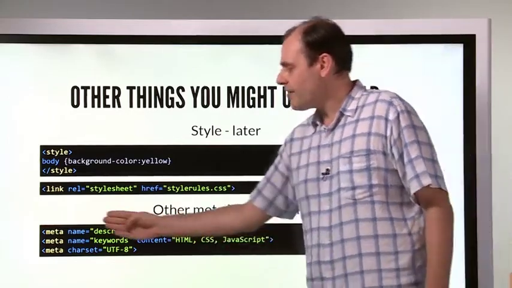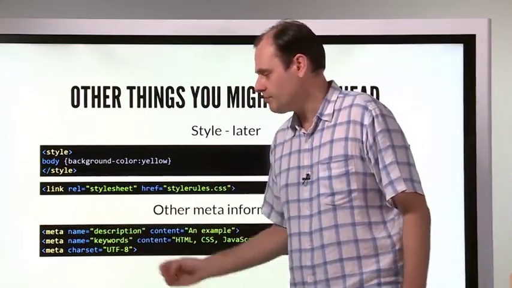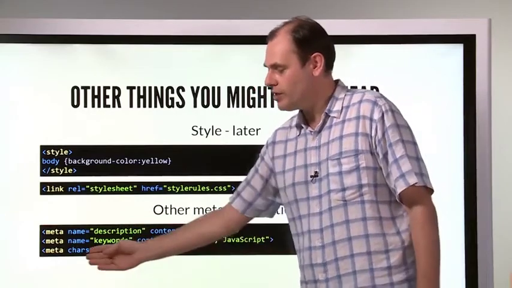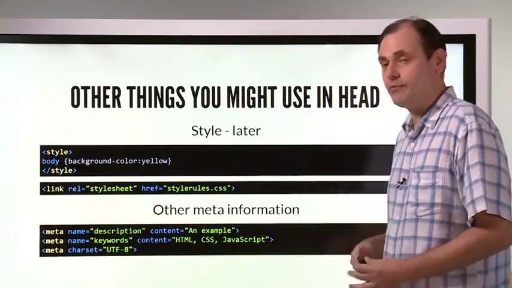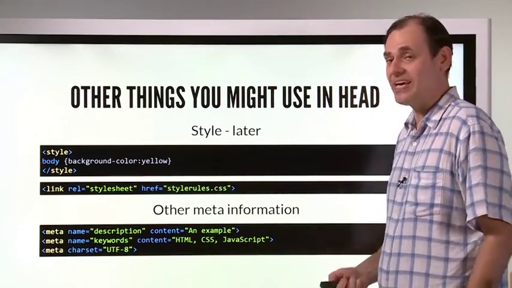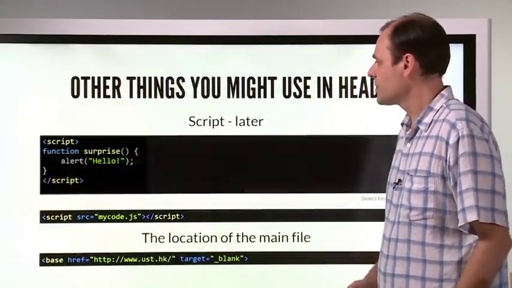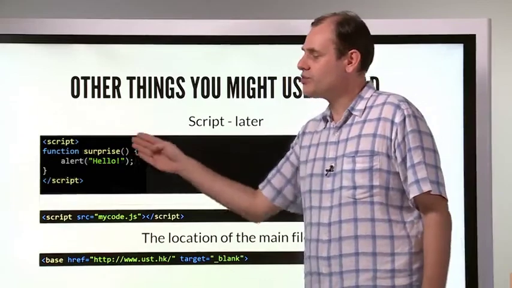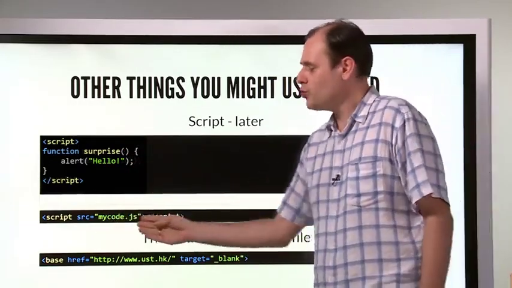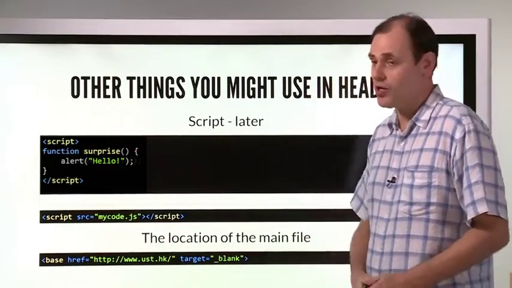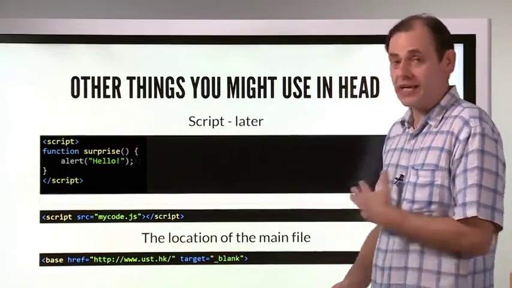You might see other types of meta information, maybe description, keywords, maybe character set. Lots of different types of meta information you might see in a web page head section. Other things you might see, a piece of JavaScript code, that might be in the head. A link to a file which has JavaScript code. JavaScript, we talk about that later.